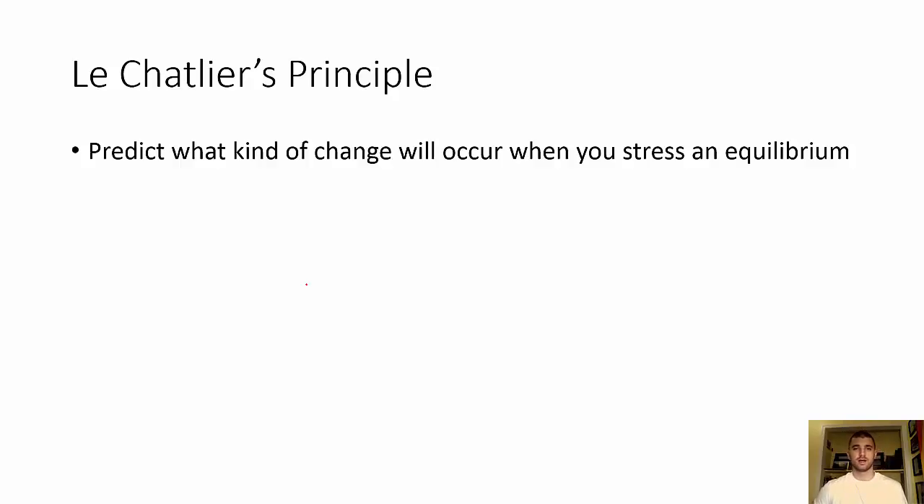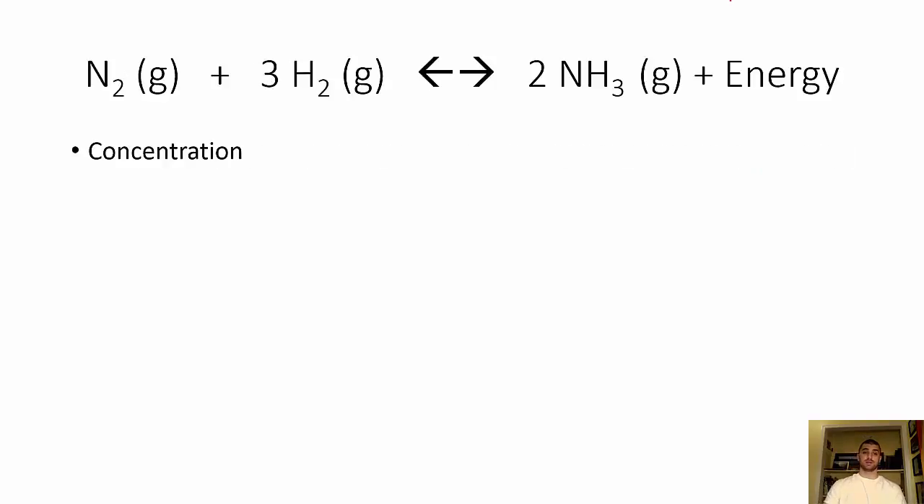Mr. Rowney here. We're going to talk about Le Chatelier's principle, which has to do with equilibrium, and we want to be able to predict what kind of change will occur when you stress an equilibrium. So let's take a look at an equilibrium that'll come up a lot. We've got N2 gas reacting with 3H2 gas, giving us 2NH3 gas and energy. This energy is on the product side, which tells us it's exothermic. This is going to be at equilibrium until we mess with it.